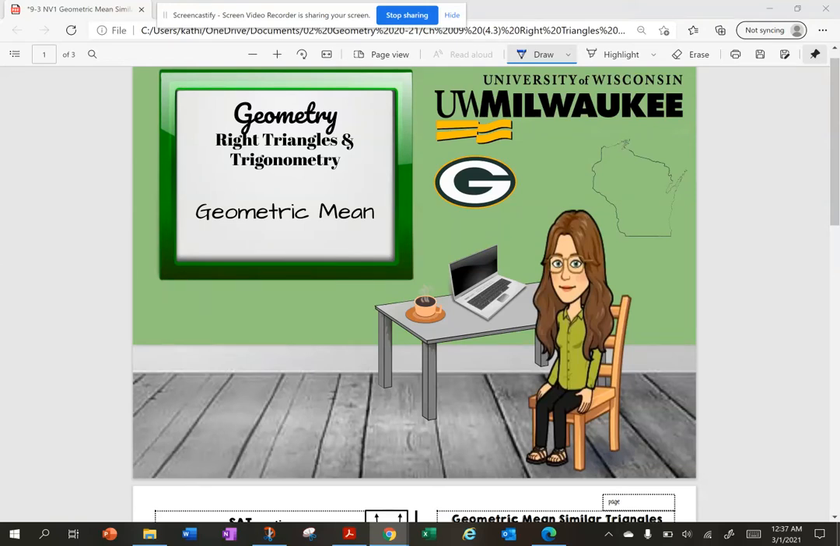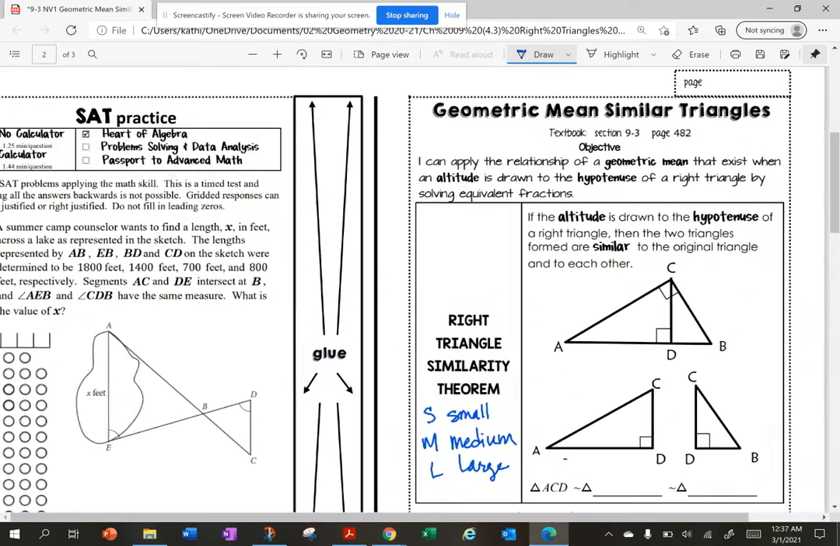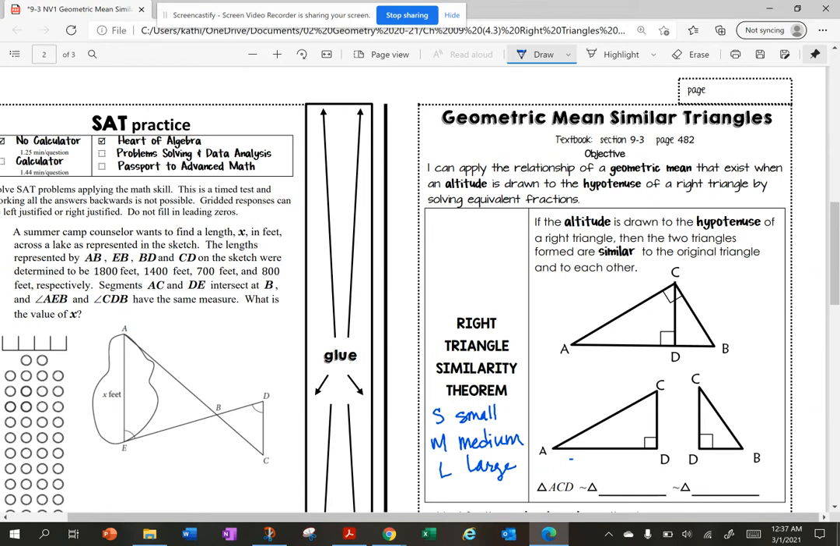Today's lesson is on the geometric mean with similar triangles. So what is my learning objective? I can apply the relationship of a geometric mean that exists when an altitude is drawn from the hypotenuse of a right triangle by solving equivalent fractions.